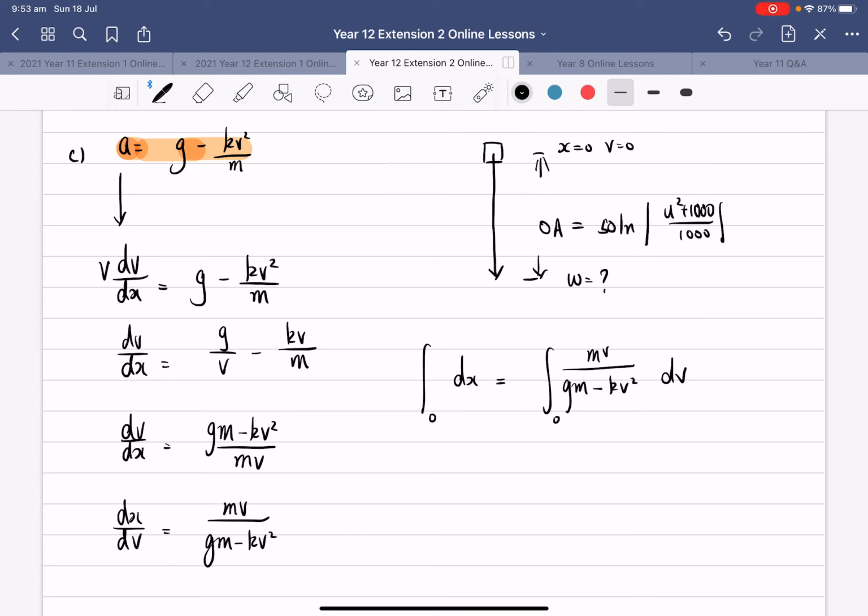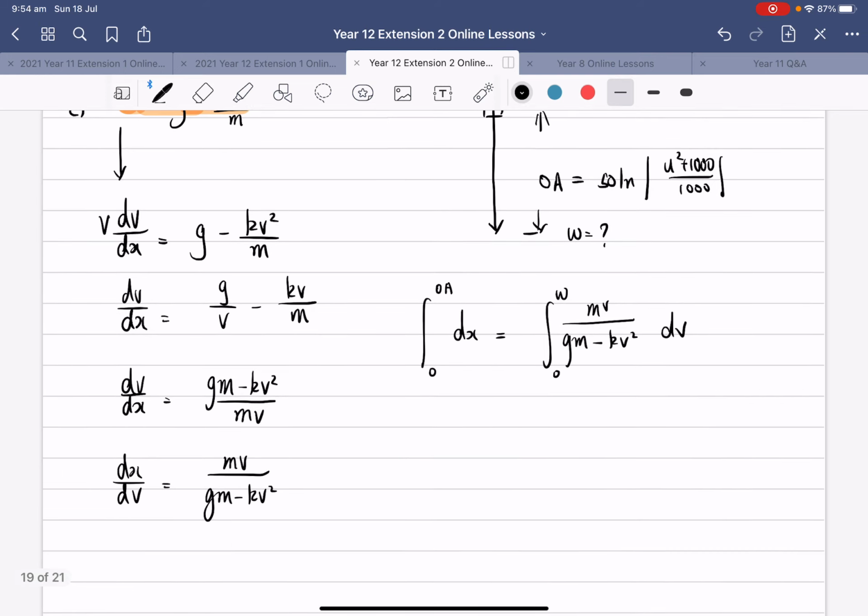When x is equal to the distance here, the next thing you need to think about is, if x is equal to that much, what does w equal? So when x is equal to the total distance, which is OA, the velocity is equal to w. We're treating x as the original position of the object. Okay, so now we can integrate it.